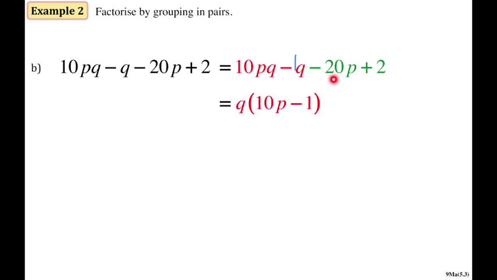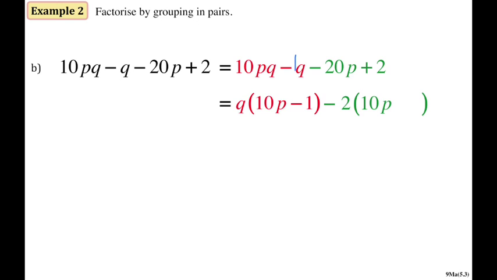Well, 2 goes into 20 and 2 goes into 2. So 2 is common, but if I take out a common factor of 2, it's not actually what I want, because I'll end up with a plus 1 here and I want a minus. So I'm going to take out a common factor of minus 2. And let's see what happens.